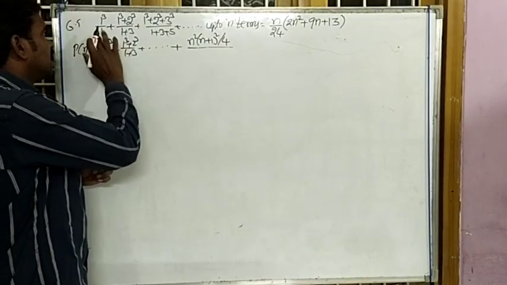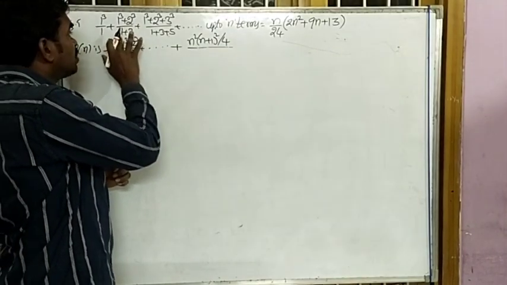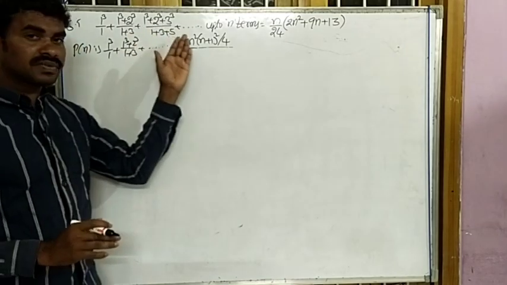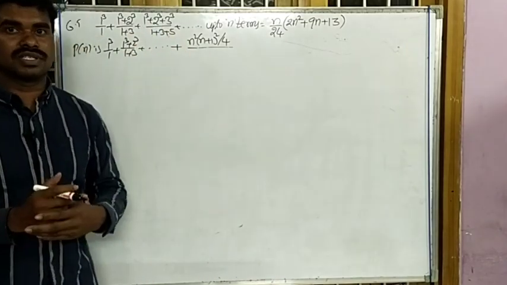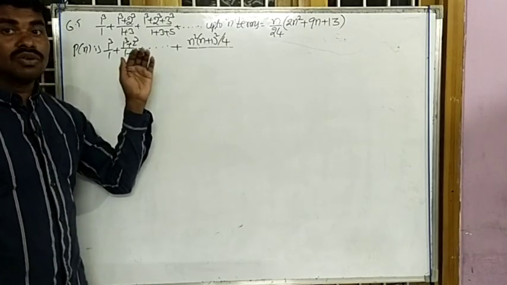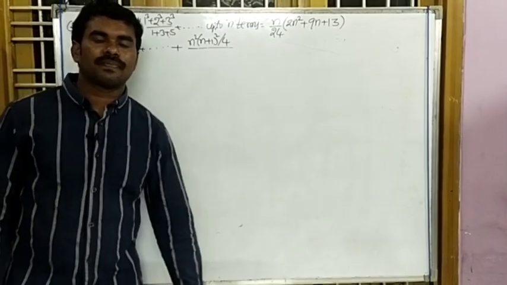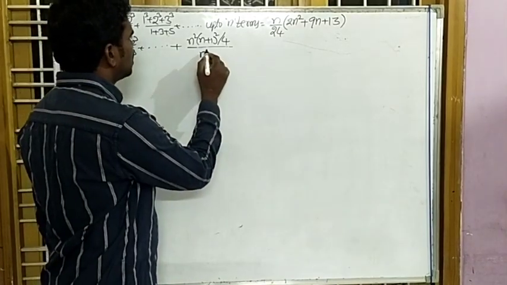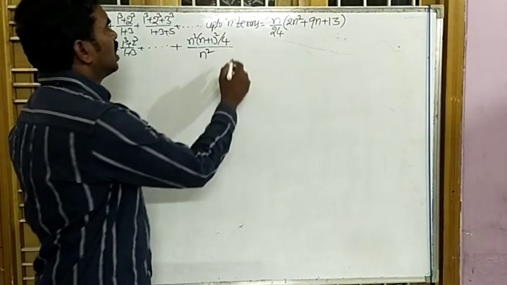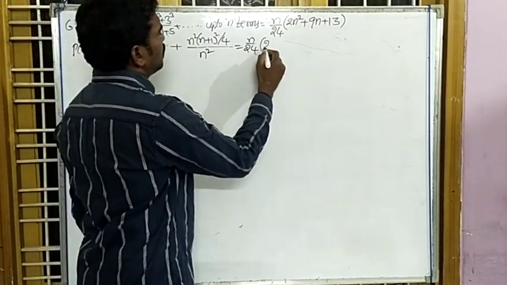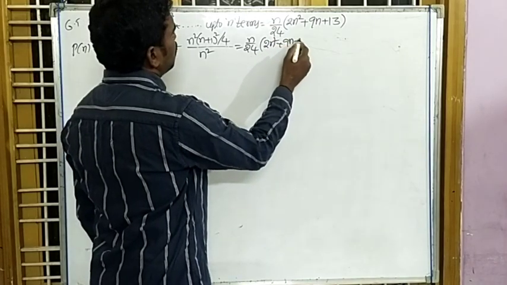And in the denominator, the first term is 1, the second term is 1 plus 3, the third term is 1 plus 3 plus 5. So what are these terms? Yes, odd numbers. Very good. So what is the sum of odd numbers? n square. What is the sum of n terms? It is n square, and it is equal to n by 24 into 2n square plus 9n plus 13.